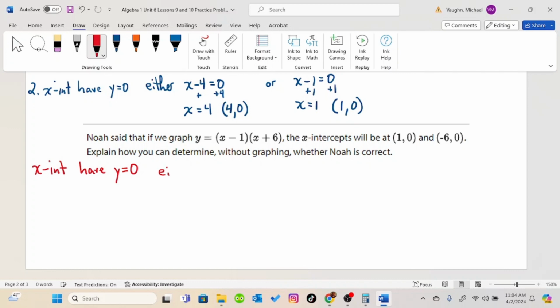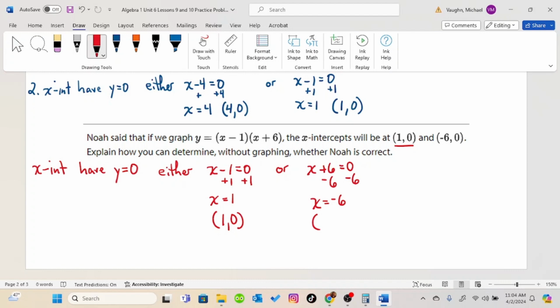So either x − 1 equals 0, we add 1 to both sides, and we find out x equals 1, so our x-intercept is (1, 0), which matches what Noah said, or x + 6 equals 0, we subtract 6 from both sides, x equals −6, and our other x-intercept is (−6, 0), which matches the other answer Noah gave. So Noah is correct.